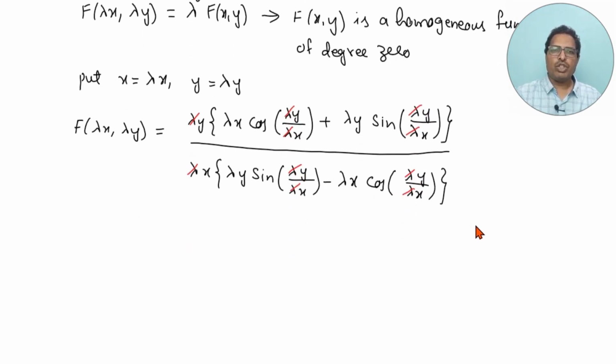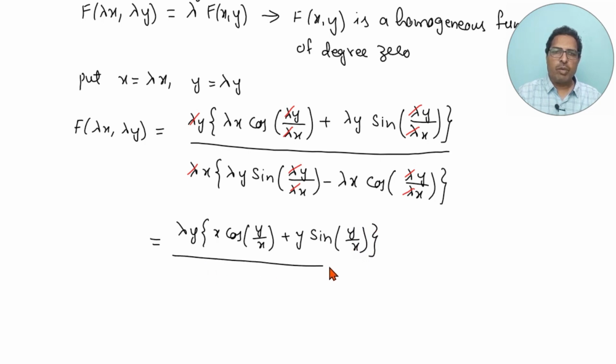Now further we will try to simplify it. Here lambda is common, so I can take this lambda outside. This y will remain as it is. Now the remaining terms will be x into cos of y by x plus y into sine of y by x, whole divided by, in the denominator also you have lambda over here and lambda, so you can take lambda common outside. So lambda of this x value as it is.